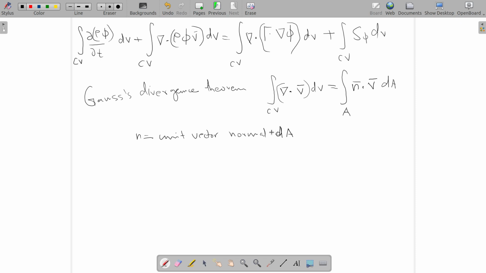So what will be n dot V? n dot V will be a component of V in the normal direction. Normal direction means normal to the surface.